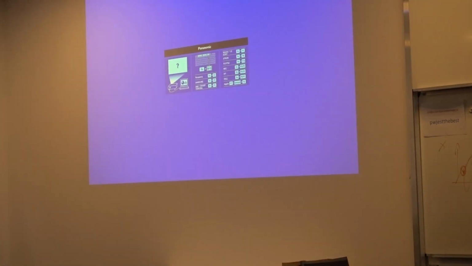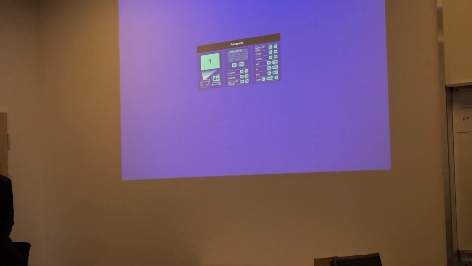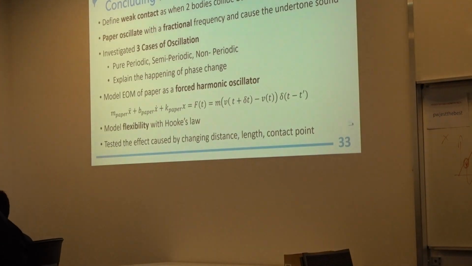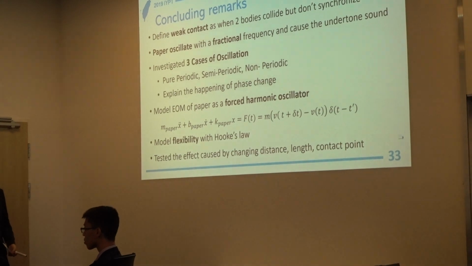So thank you, reviewer and the opponent, for your remarks. First, I want to summarize what I was saying. I define weak contact as the collision where they collide but they don't synchronize. And I believe that the paper oscillates with a fractional frequency and causes the undertone. And we investigated 3 different cases of oscillation.